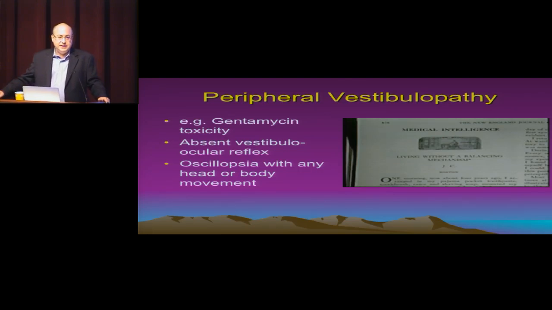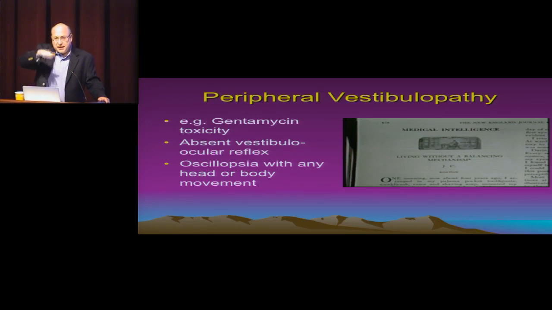Peripheral vestibular disease: we know about acute labyrinthitis, but we're not talking about that. I mean a peripheral vestibular disease where you involve both inner ears and you don't have any peripheral vestibular function. It is a sign most often of aminoglycoside toxicity like gentamicin. And it destroys the apparatus in both inner ears, and you get an absent vestibulo-ocular reflex. And you have oscillopsia, or shaking of the environment with any movement of the body. So people walk and everything shakes up and down.